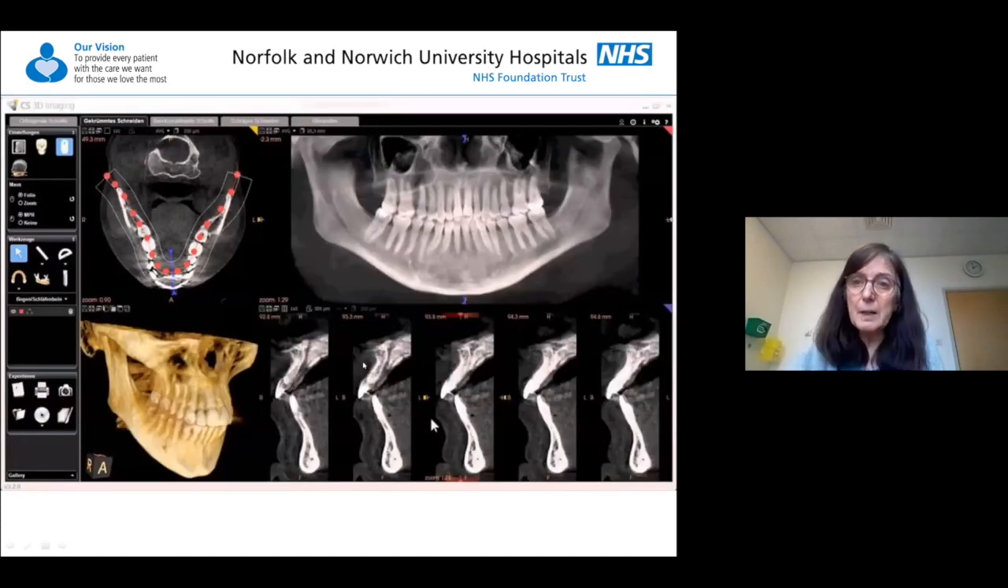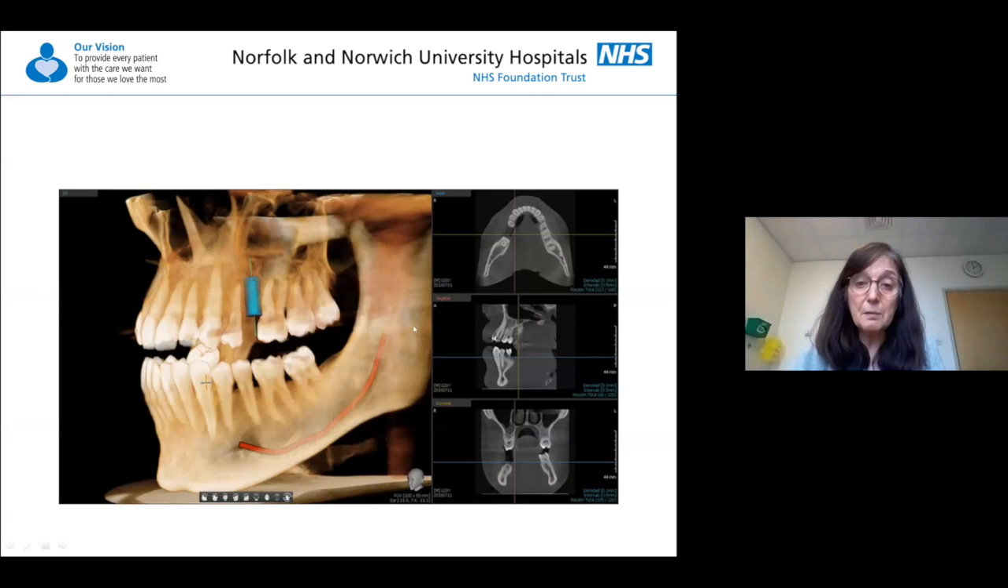So this is the sort of image we get depending on the direction of cut that we're provided with. And we can use it to map out the position of the inferior dental nerve. That can be quite helpful relative to the lower third molar teeth, or in this case, it's been used for implant placement.